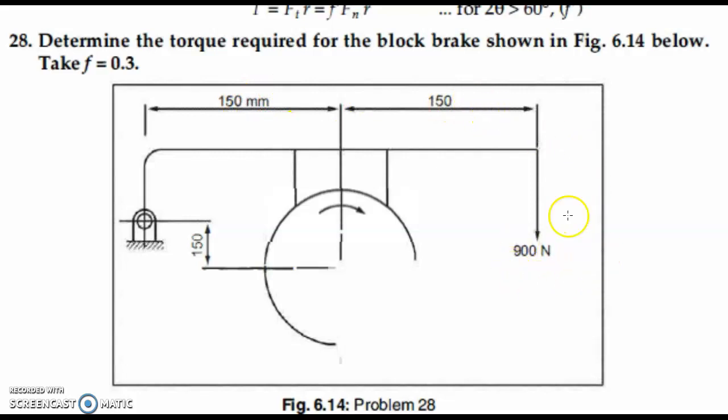Then they are giving the pulling force, 900 Newton. Another distance given is from the center of the drum to the fulcrum center, equal to 150 mm. So these are the given data, and one more datum: the coefficient of friction is considered as 0.3. The diameter of the drum is given, equal to 400 mm. These are the data given.